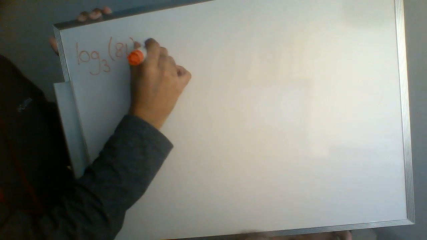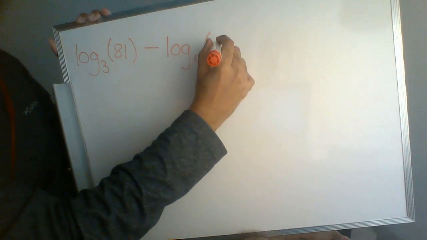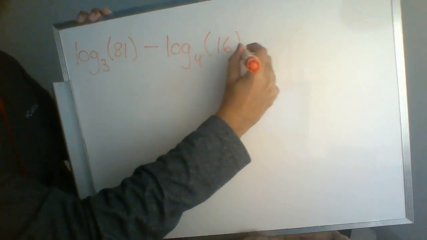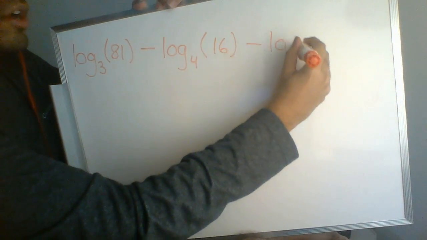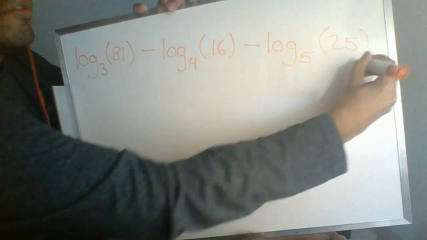So here's the last one. This one is going to be log base 3 of 81 minus log base 4 of 16 minus log base 5 of 25.